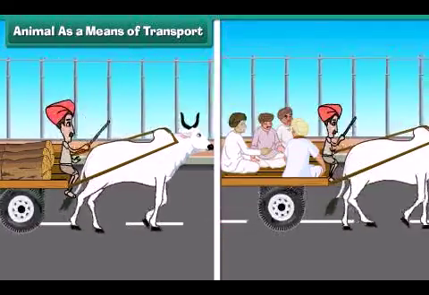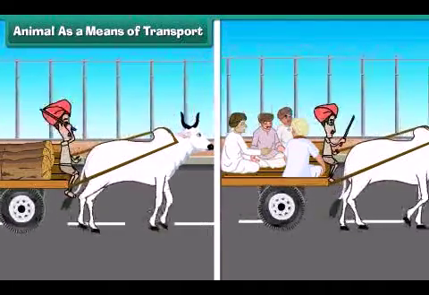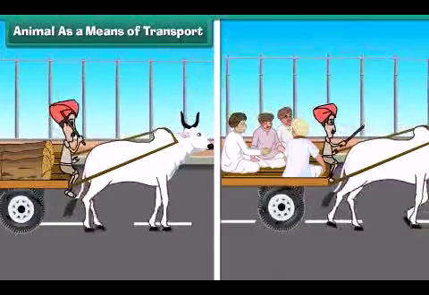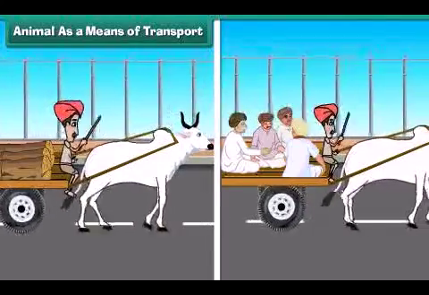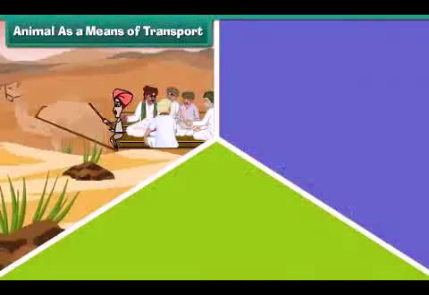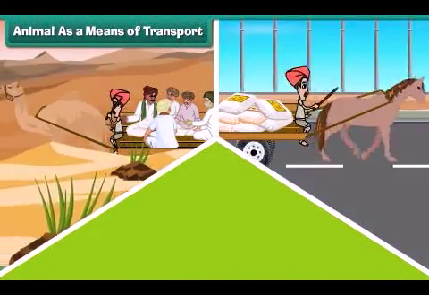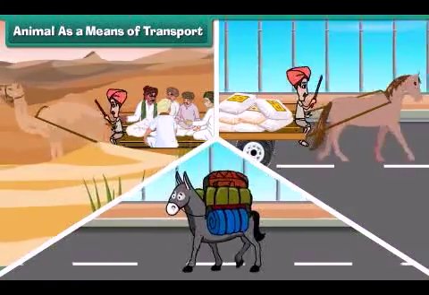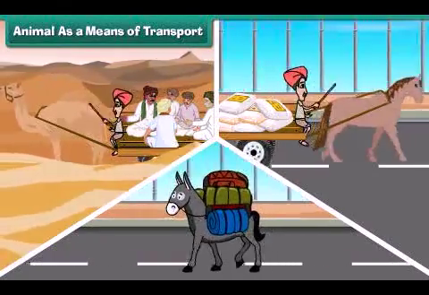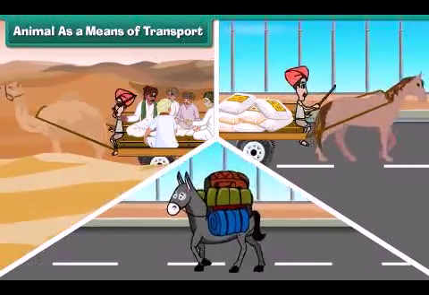Animal as a means of transport. Animal-driven vehicles, such as bullock carts, are used to carry straw, crops, and sometimes even people. Animals like camels, horses, and donkeys carry goods and people. So, animals play an important role in transport.